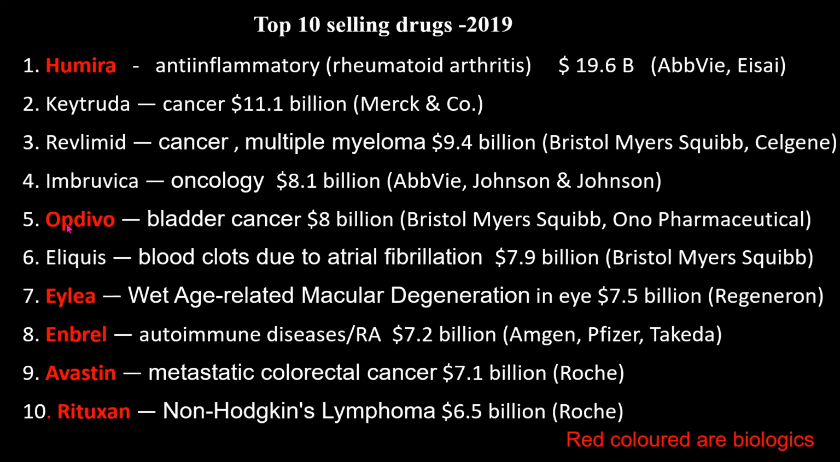And the ones that are marked in red are biologics. That means they are made through the fermentation route. The rest of them are made through the chemical route. If you had seen similar top-selling drugs about 7-8 years back, you would have seen most of them made through the chemical route. But slowly, more drugs are getting manufactured through the biological route.